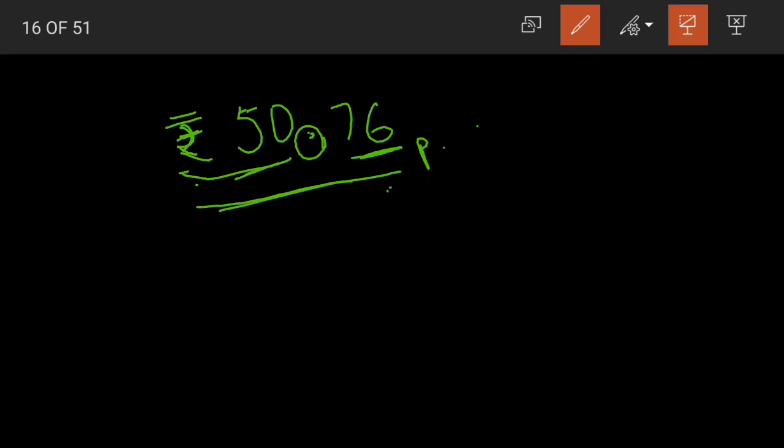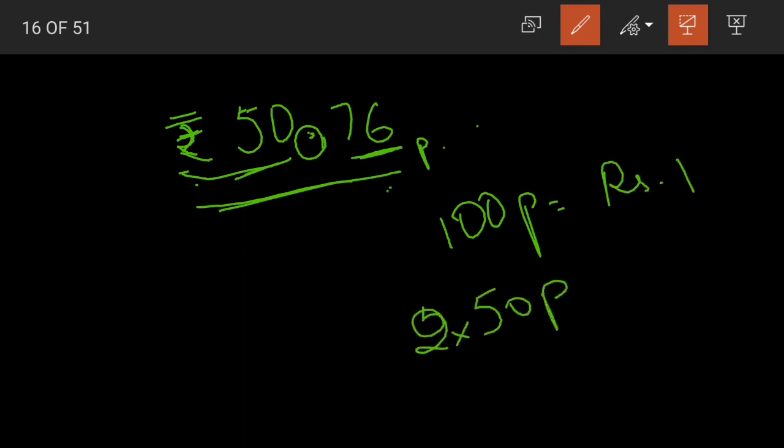And what did we learn? 100 paisa is equal to 1 rupee. 250 paisas make 2 rupees 50 paisa, or else 425 paisa make 4 rupees 25 paisa. Yes children, these were the basics of money. These are the basics of rupees and paisa. And also we have learned how to convert paisa into rupees and rupees into paisa.